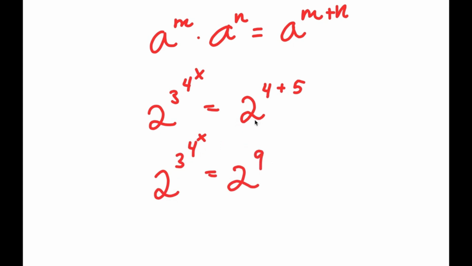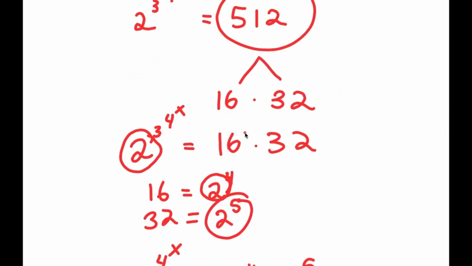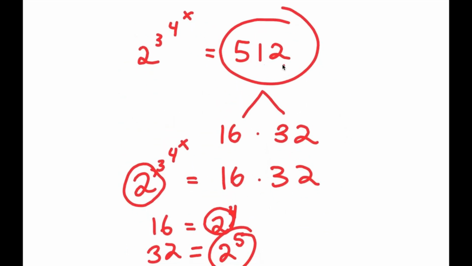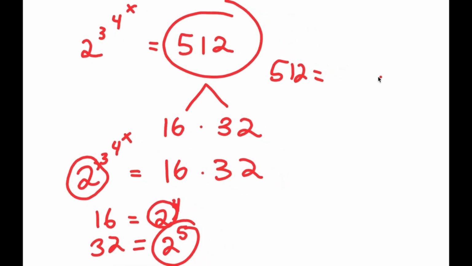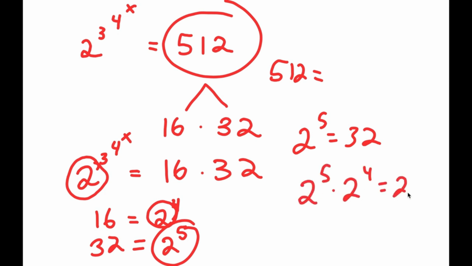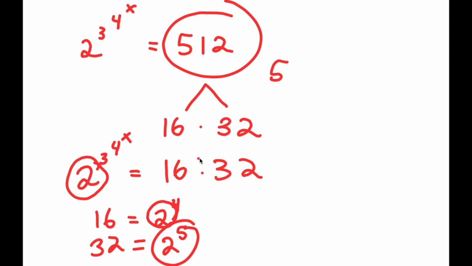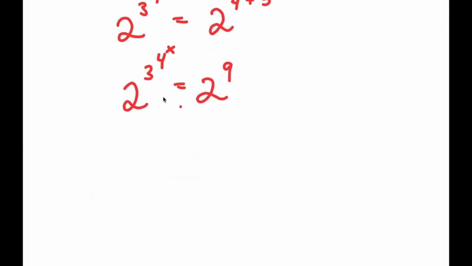And also, instead of doing all that, remember over here how we had at the start 2 to the power of 3 to the power of 4 to the power of x equals 512. 512 is equal to, well, we know that 2 to the power of 5 is 32, so 512 is 2 to the power of 5 times 2 to the power of 4, which is 2 to the power of 9. So we could have just said at the start that 512 is equal to 2 to the power of 9, but some people don't know that 2 to the power of 9 is equal to 512, so that's why we had to do all of that. So now going back here, we have 2 to the power of 3 to the power of 4 to the power of x is equal to 2 to the power of 9.